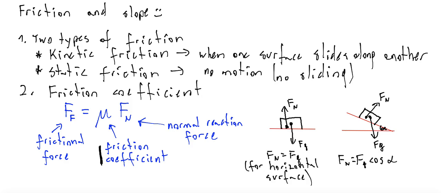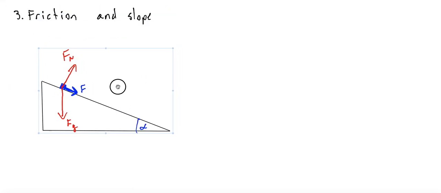Is that clear? Okay, so now let's try to solve something related to the slope. Today I'm going to focus only on kinetic friction. So we are not talking about static friction. Static friction on the slope will be solved in my next lesson. Let's focus on kinetic friction. So point number 3, the same as the topic: friction and slope.